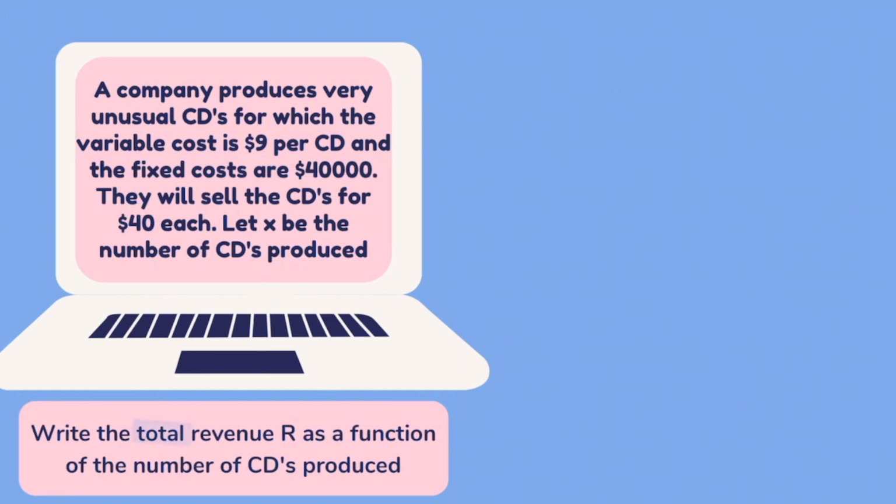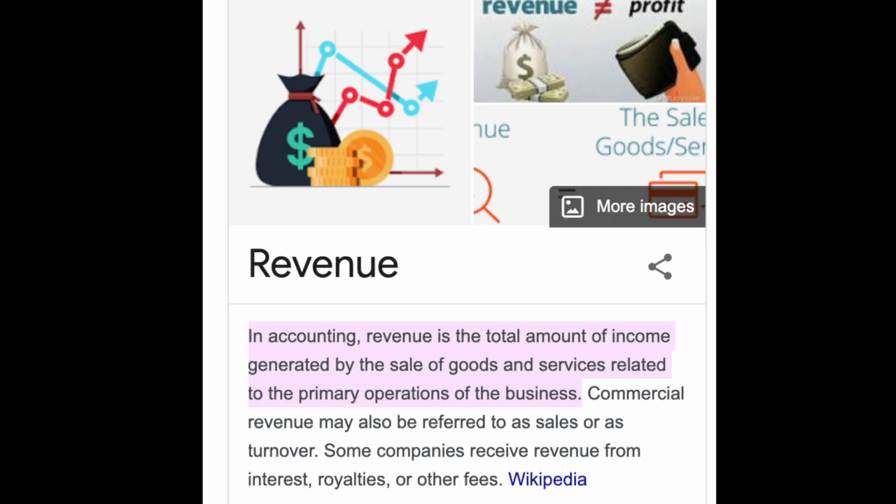Now we need to write the total revenue R as a function of the number of CDs produced. Well, what is revenue, you may ask? Well, a quick Google search will let you know that revenue is the total amount of income generated by the sale of goods and services related to the primary operations of the business. That's probably the only thing I'll get from Wikipedia.